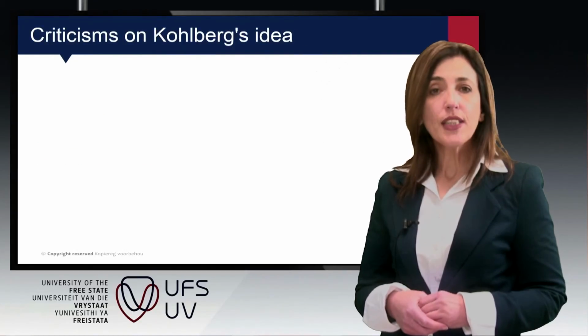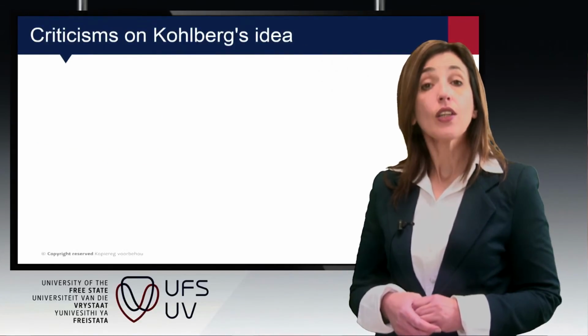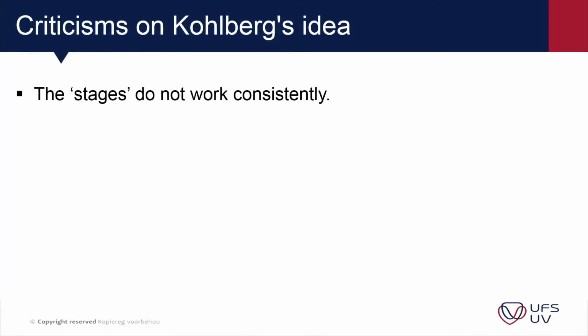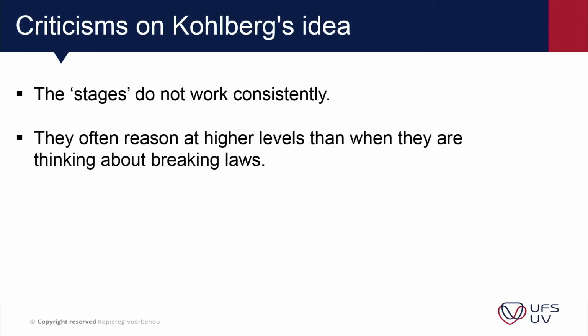Kohlberg's ideas have been criticized for a number of reasons, including the following. The stages do not work consistently, and a child could be in more than one stage at the same time. When children are asked to reason about helping someone else or meeting their own needs, they often reason at higher levels than when they are thinking about breaking laws.